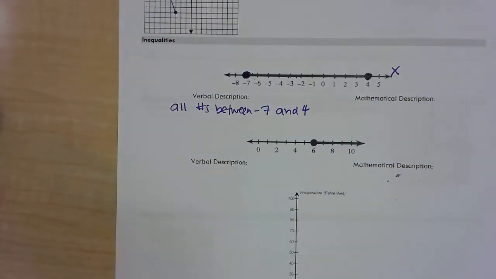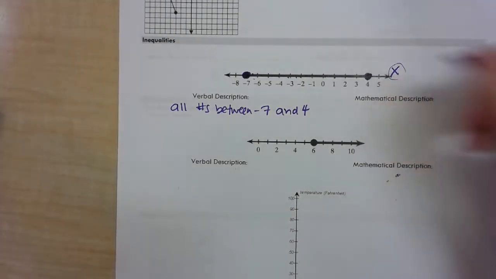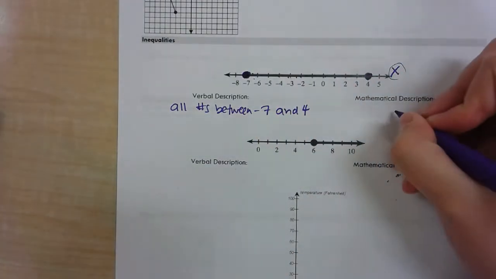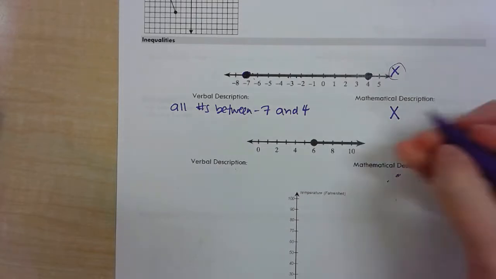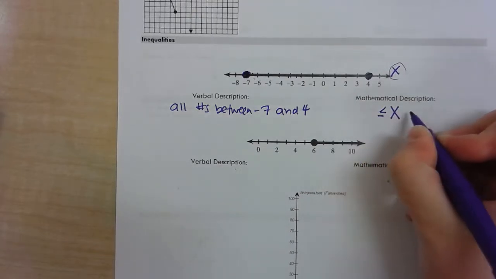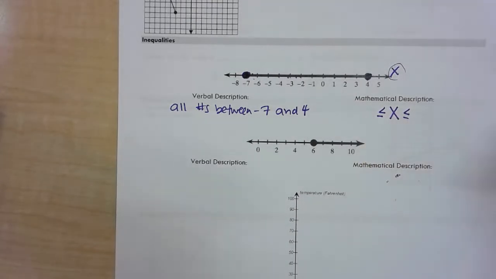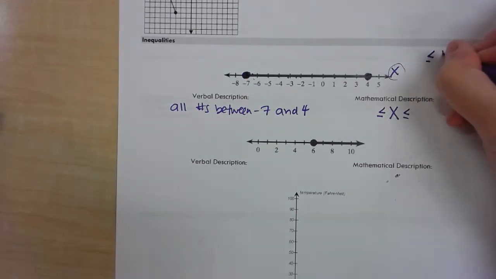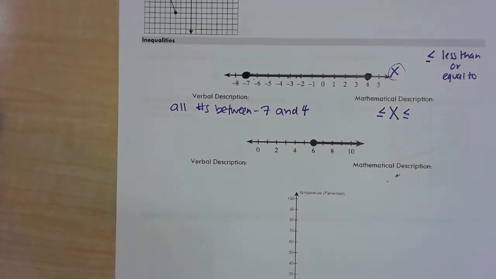Mathematically, I'm going to write it like this. I know these are my x values because it's going from left to right. I'm going to write my x just like this, and I am going to sandwich it between two signs. Now this sign means less than or equal to. This should be a throwback to middle school, but it means less than or equal to.